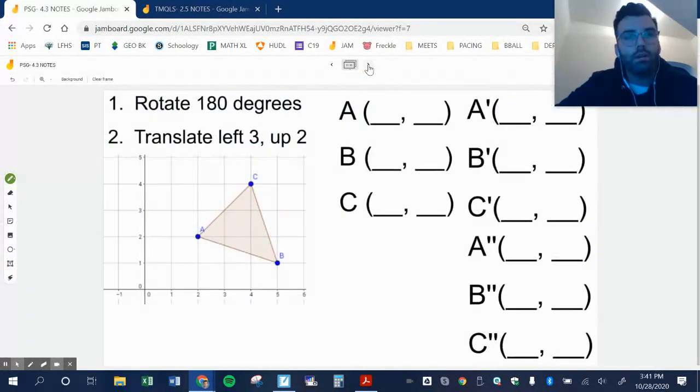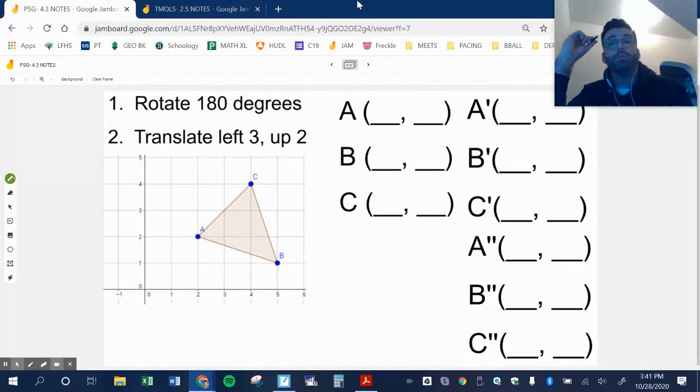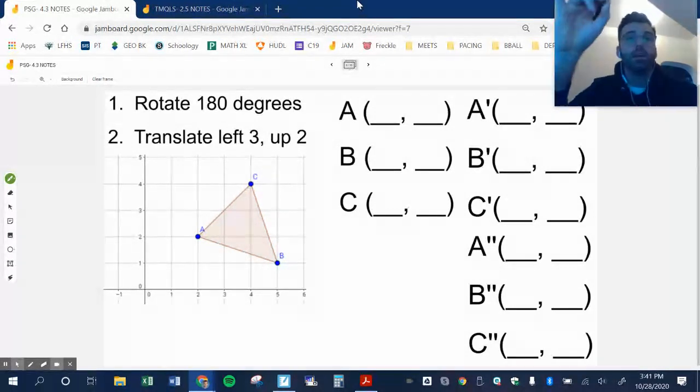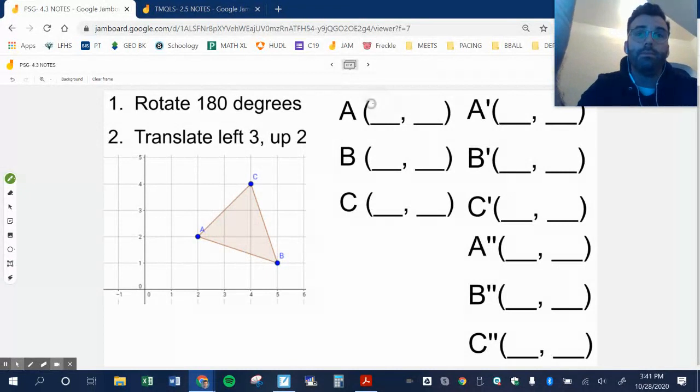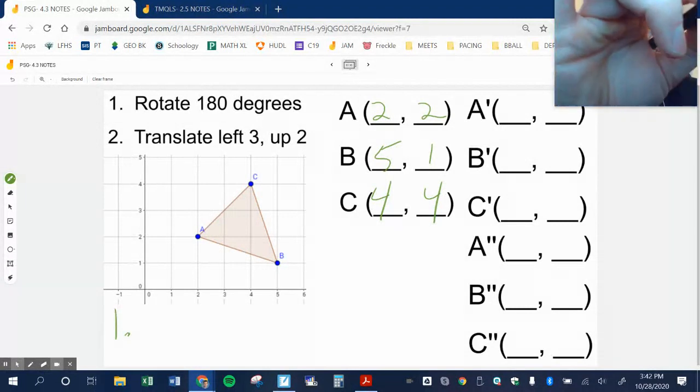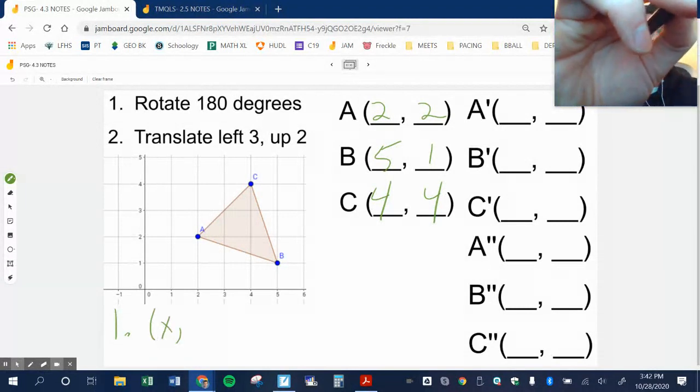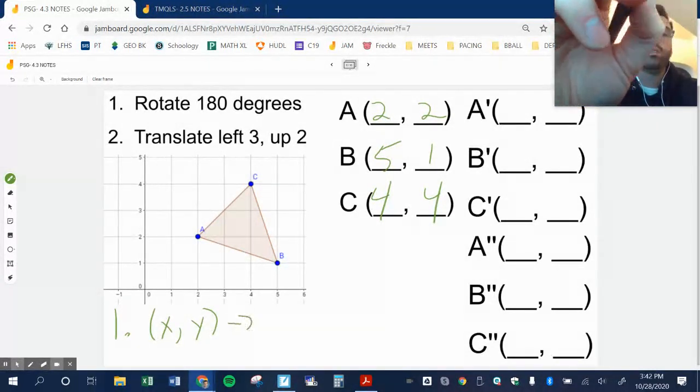Now we've got a two-stepper. Two steps. I'm going to write down my points. A is (2, 2), B is (5, 1), and C is (4, 4). Step 1 is 180 degrees, so (x, y) becomes (-x, -y).